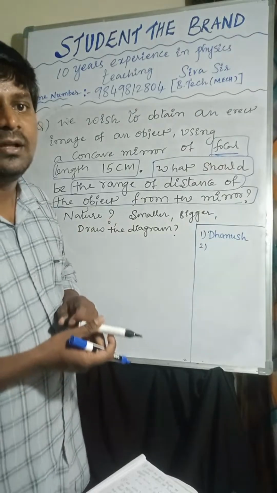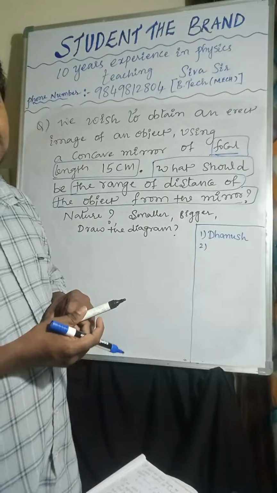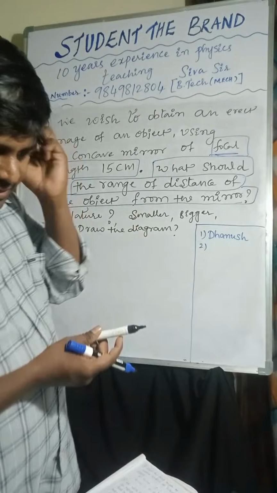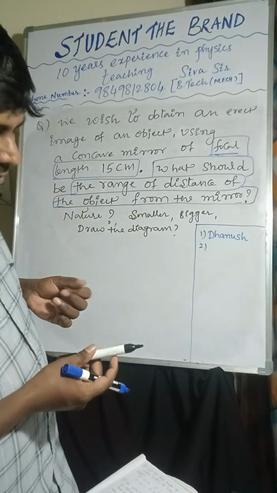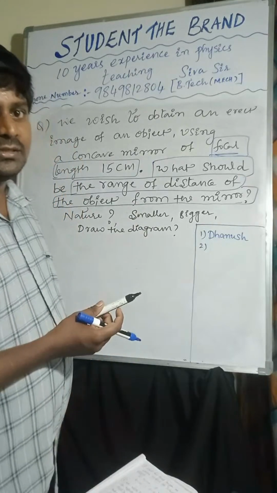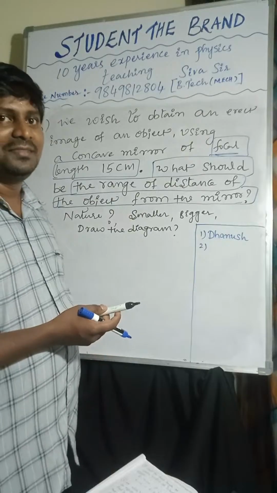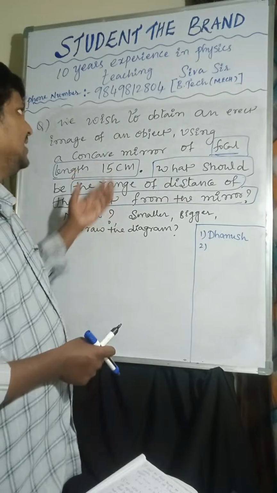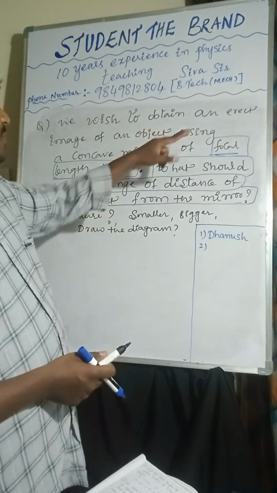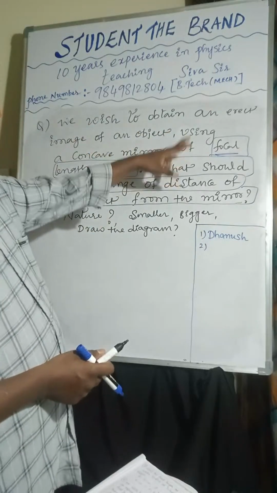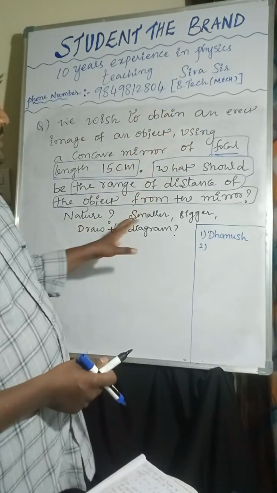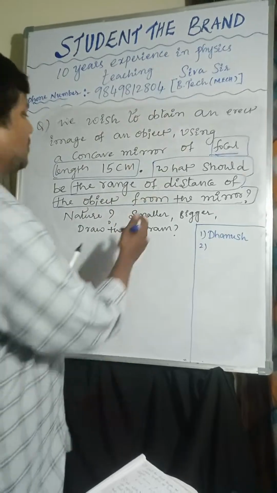Behind the mirror. Okay, object position. Dhanush, I'm asking about the object position. What is the object position? Anyone? Only Dhanush is active right now. What about the remaining students? Try to answer the question, it's an easy question. We wish to obtain an erect image of an object. They mentioned erect image, so virtual erect, and then smaller or bigger.